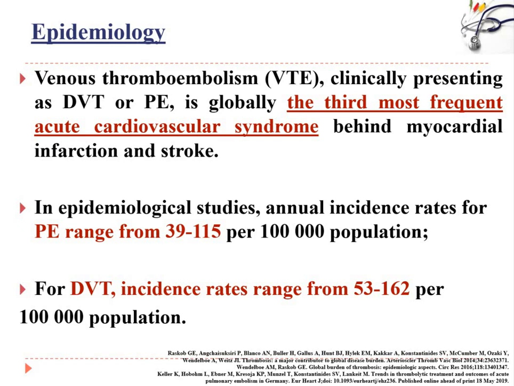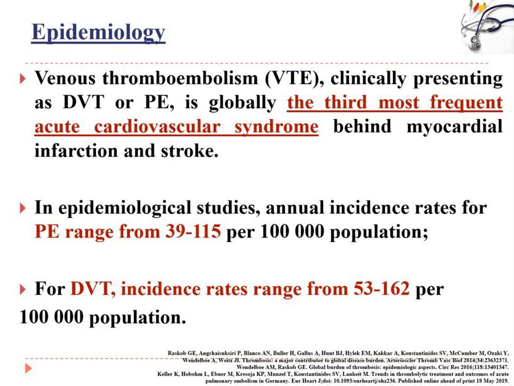Epidemiology. Venous thromboembolism, clinically presenting as deep venous thrombosis or pulmonary embolism, is globally the third most frequent acute cardiovascular syndrome behind myocardial infarction and stroke.